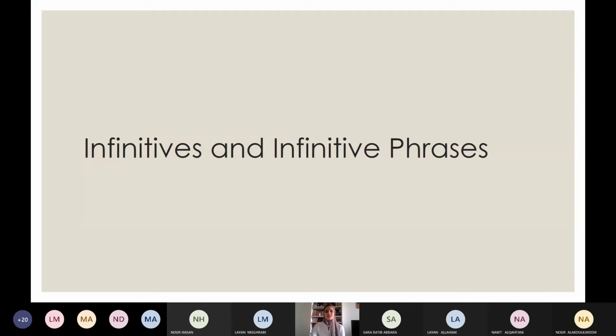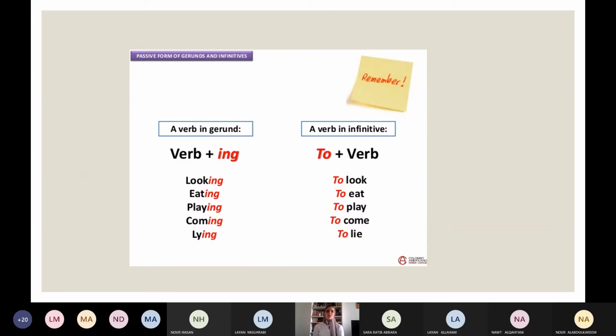Infinitive is so easy, girls. It is to plus a verb. That's it. That's what you are asked to. And it's so easy to get it out of the sentence. To plus a verb. That's it.